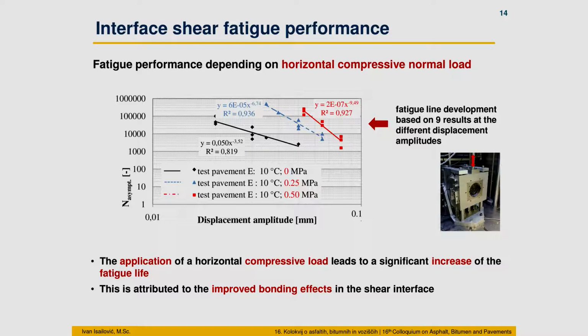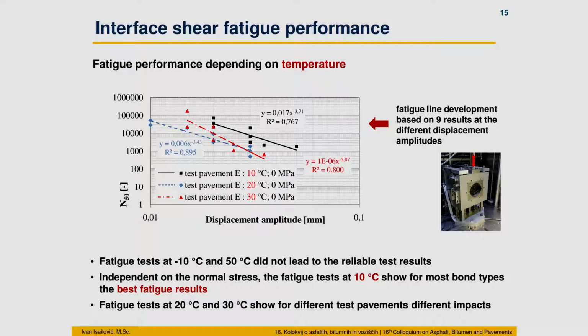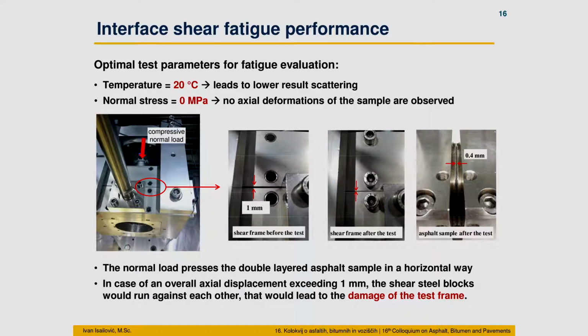If we observe these different temperatures, we can also see that the tests at 0 or at 10 degrees show the best fatigue properties. But fatigue tests at 20 and 30 show, for different test pavements, also different impacts. And fatigue tests at -10 and 50 didn't lead to reliable test results because the tests are either too long or the results are not reliable. Therefore, we had to choose optimum test parameters, and we have chosen the temperature of 20 degrees because this temperature leads to lower result scattering, and we also applied a normal stress of 0 megapascal. That means no axial deformation of the assembly is observed.